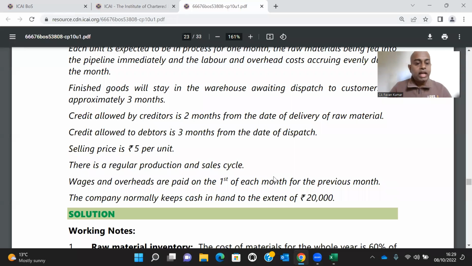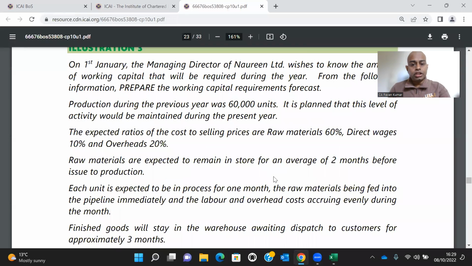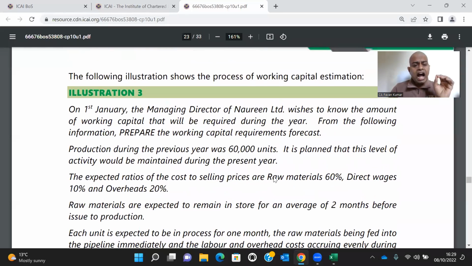Super. Thank you. So this is a very interesting question. How many units were produced in the last year? 60,000. How many units are going to be produced for the current period? It is planned that the same level of activity would be maintained. That means I will take 60,000 only.